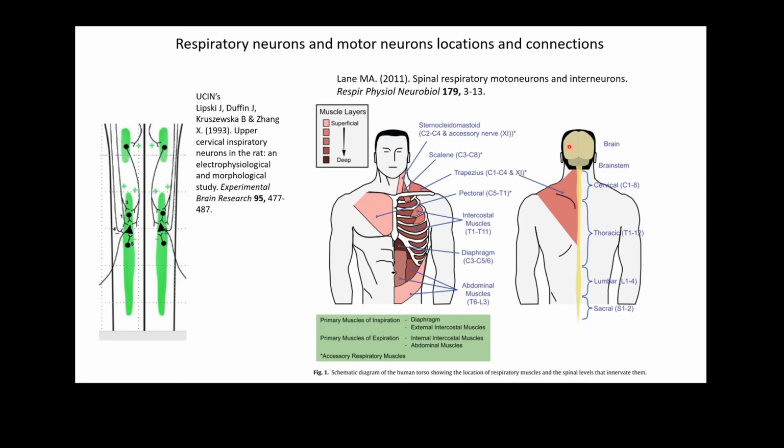And so we have the premotor neurons up in the brainstem. They're going to have very long axons that go down to the various motor neuron pools here.